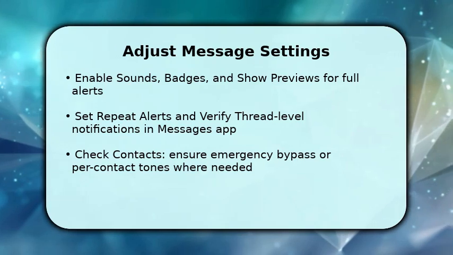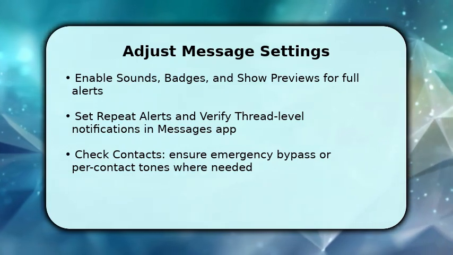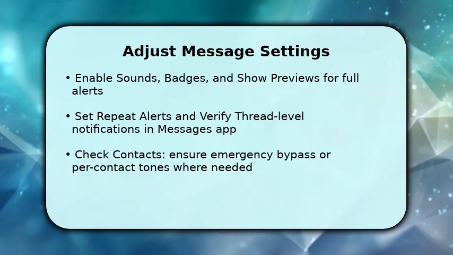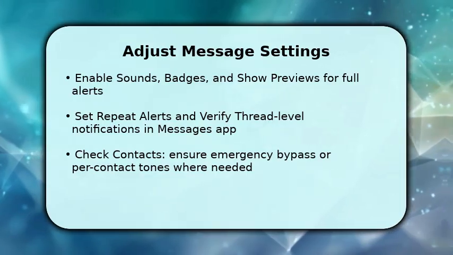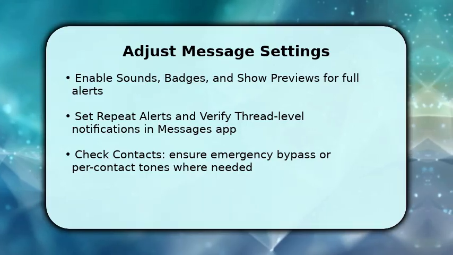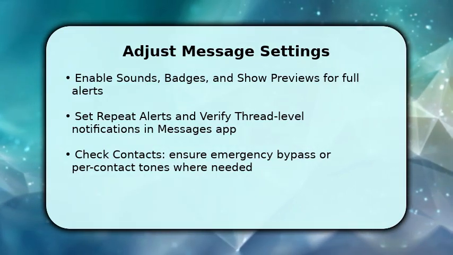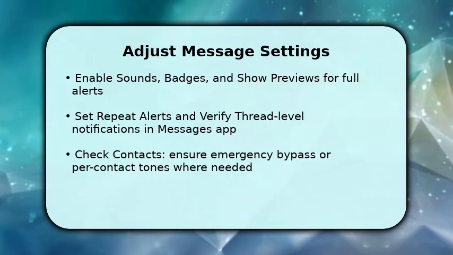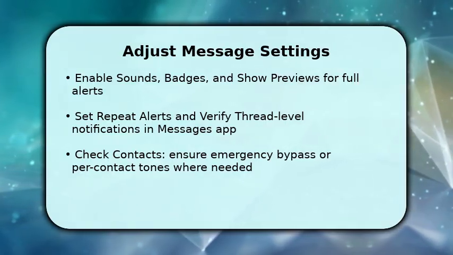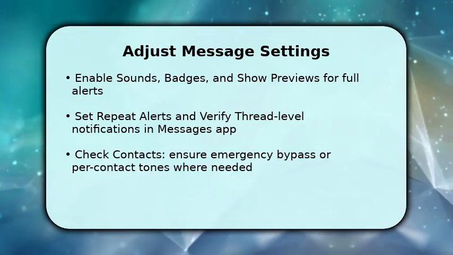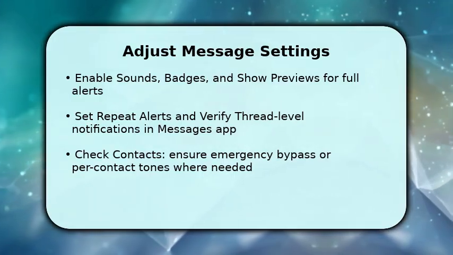Next, refine message-specific controls so alerts behave predictably. In Notifications, Messages, enable sounds, badges, and show previews to ensure visibility and audio. Then open the Messages app, swipe into a thread, tap Contact Name, and make sure Notify Me or Alerts aren't muted. Use Repeat Alerts if you miss the first tone.